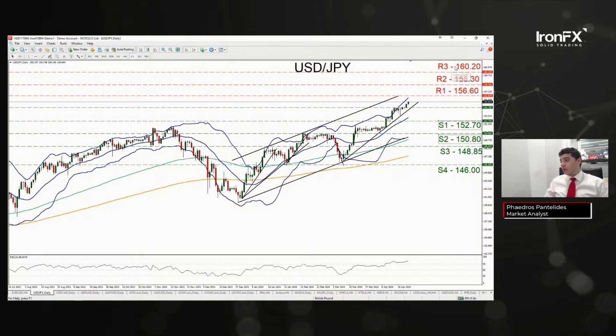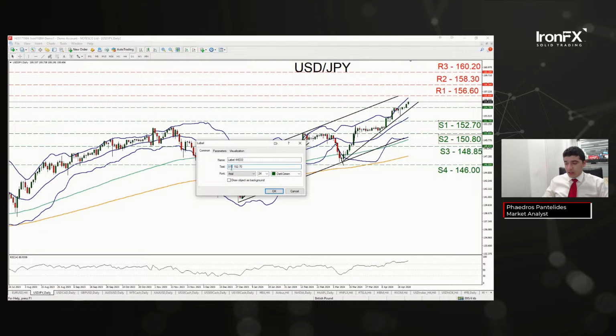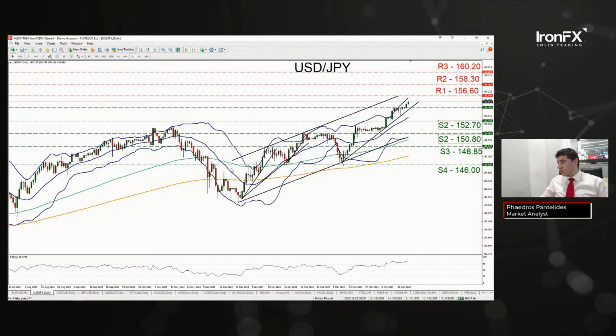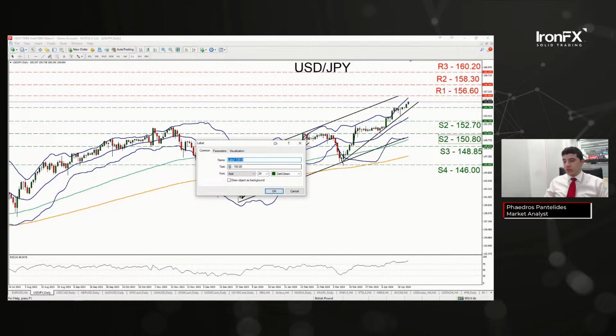Higher than R2 is R3 at 160.20. And then for our support and resistance levels, our newest one is at 154.78. You can see S2, S3, S4, and now S5.